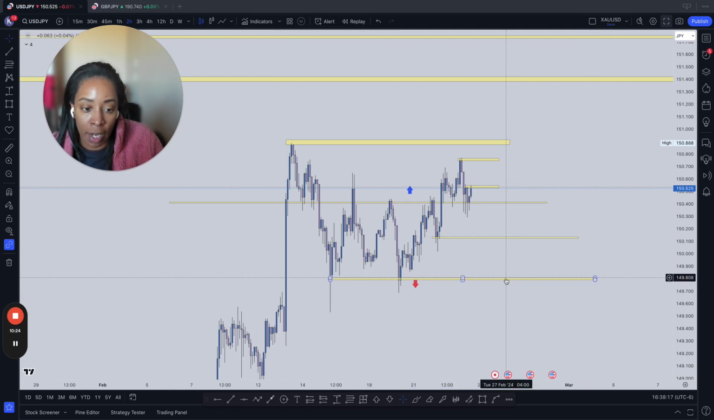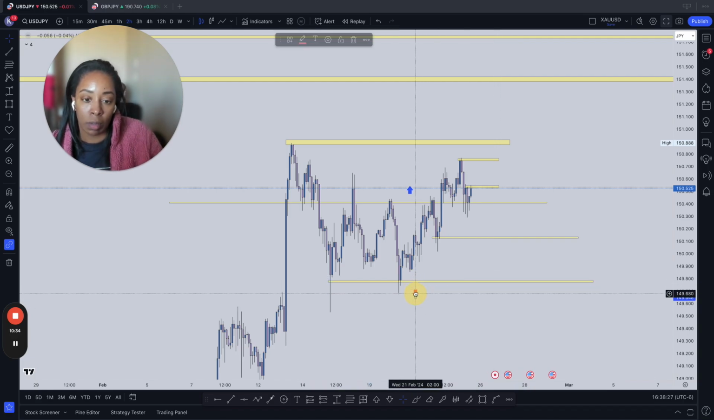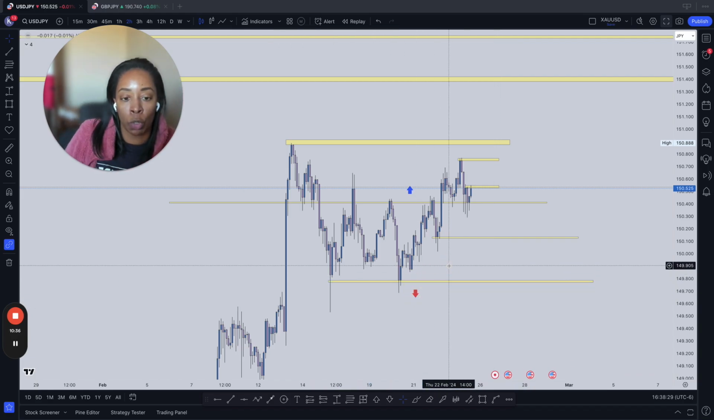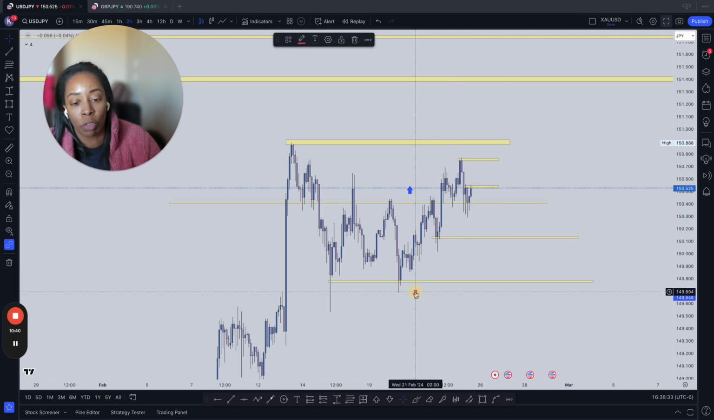I know we talked about this zone before. Let's see, I actually want it about there now. So since I'm looking for longer term trades, typically I could wait for price to come down here, or I could take a trade right here.